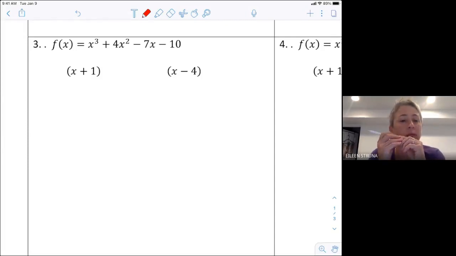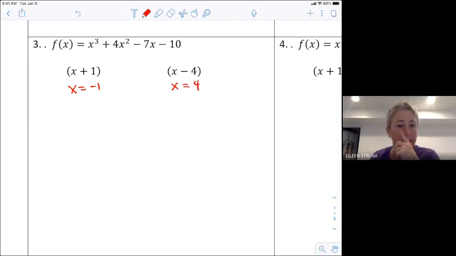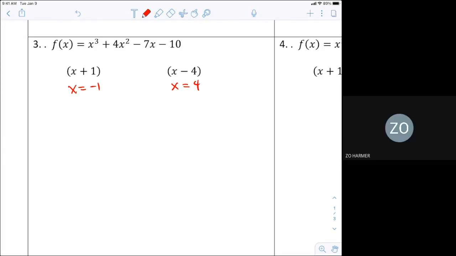Zoe, what did you find that were your zeros? X equals -1 and x equals +4. Excellent. And then Zoe, before you get off, what's our next step now that we have those? You plug those numbers into the x's.